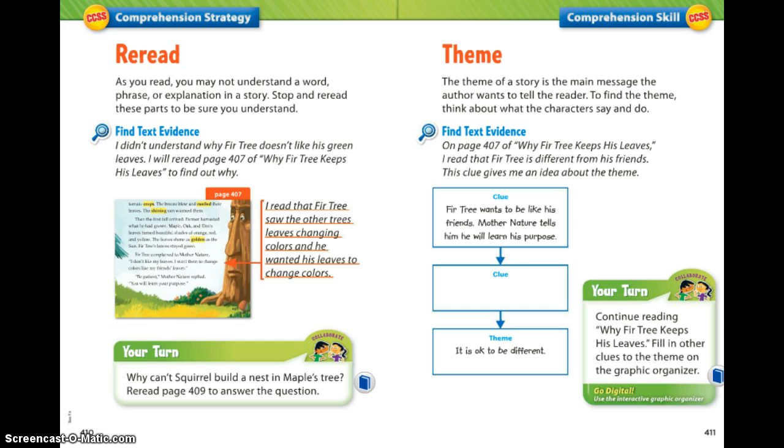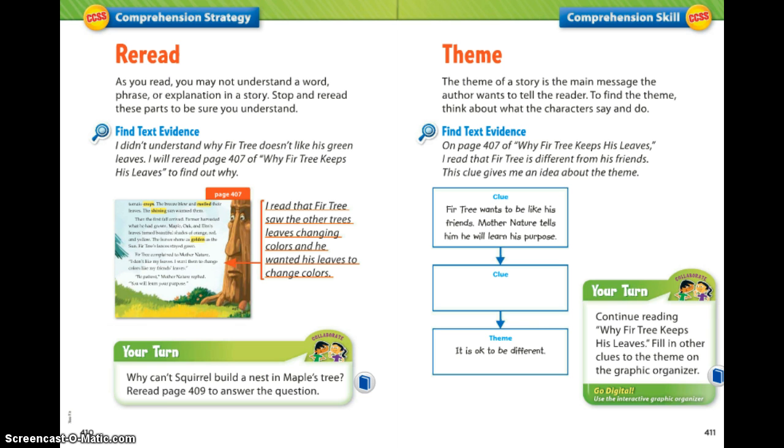Find text evidence. I didn't understand why Fir Tree doesn't like his green leaves. I will reread page 407 of Why Fir Tree Keeps His Leaves to find out why. I read that Fir Tree saw the other trees' leaves changing colors, and he wanted his leaves to change colors.